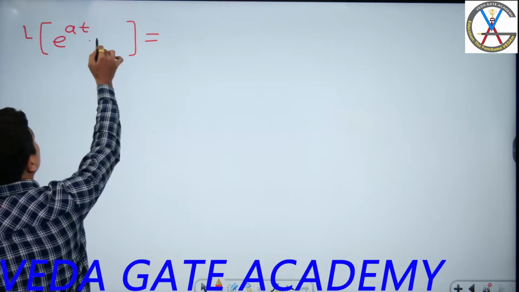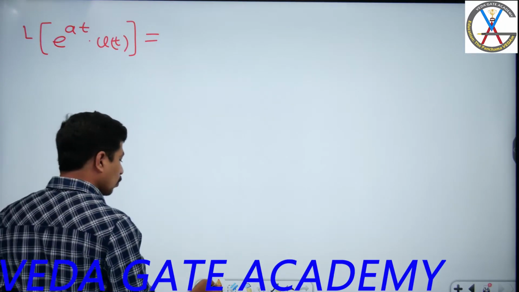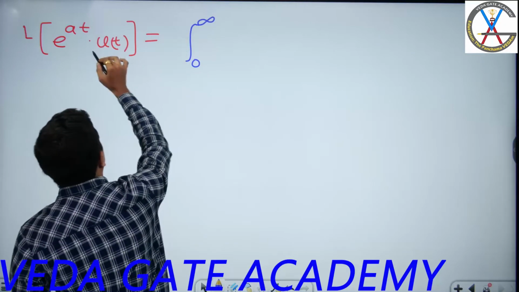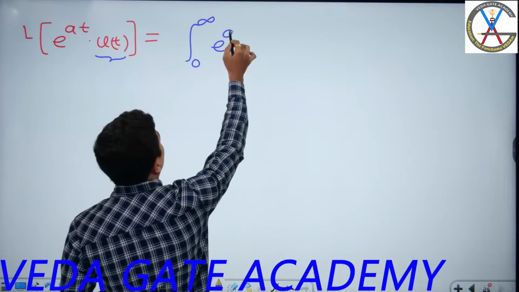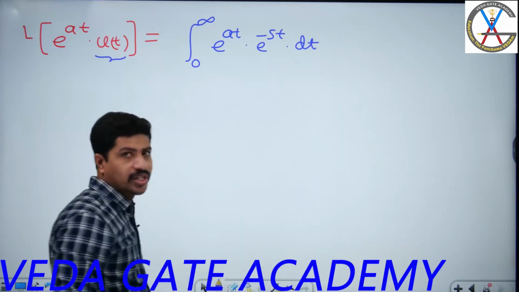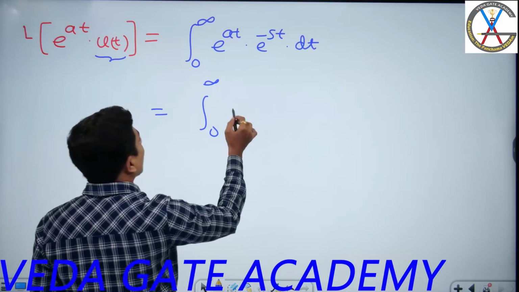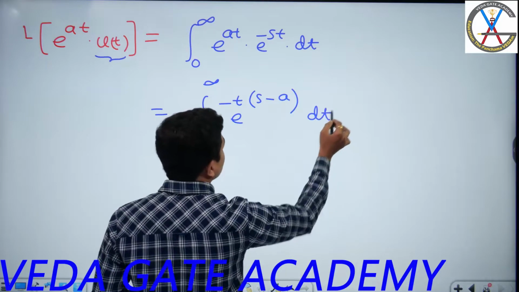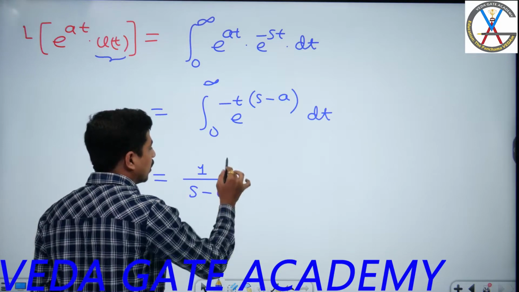I want to find the Laplace transform of e power at into u of t. Yes or not? How to do it, brother? You know it, very simple. Integration from 0 to infinity. Why, sir, from 0 to infinity? Because I have u of t. As I have u of t, definitely I can do it from 0 to infinity. E power at, f of t, into e power minus st dt. Integral of 0 to infinity. Take minus t common, e power minus t into s minus a dt. If you do this one, you are going to get 1 by s minus a.